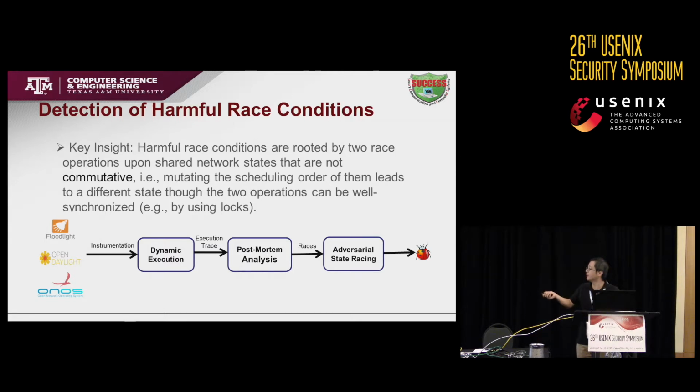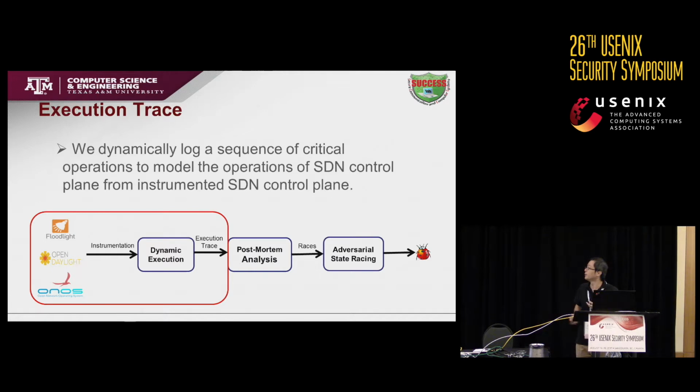This is the high-level workflow. The first step: the input is the network controller, the SDN controller, including the three mainstream SDN controllers, Floodlight, OpenDaylight, and ONOS. We take this as input. We dynamically log the sequence of critical operations to model the operation of the SDN control plane, by instrumenting this control plane.